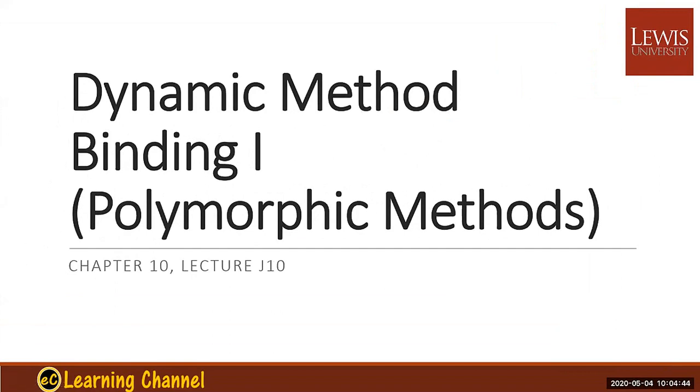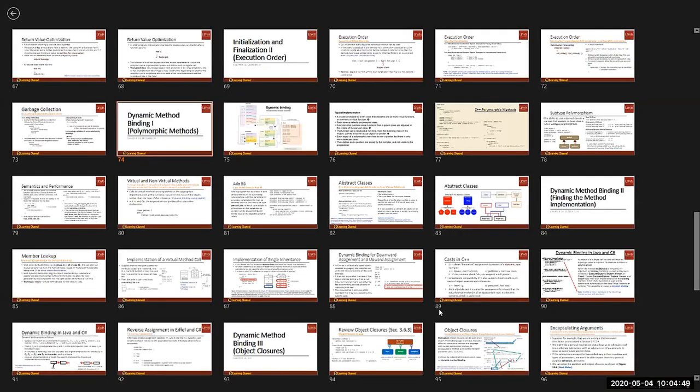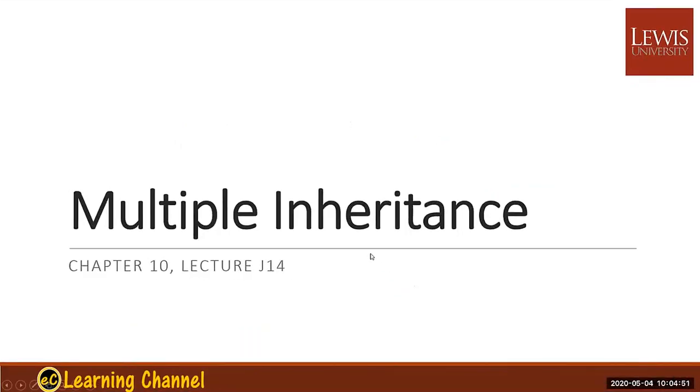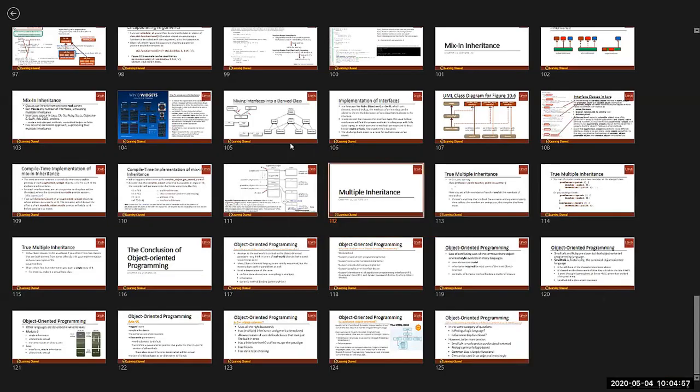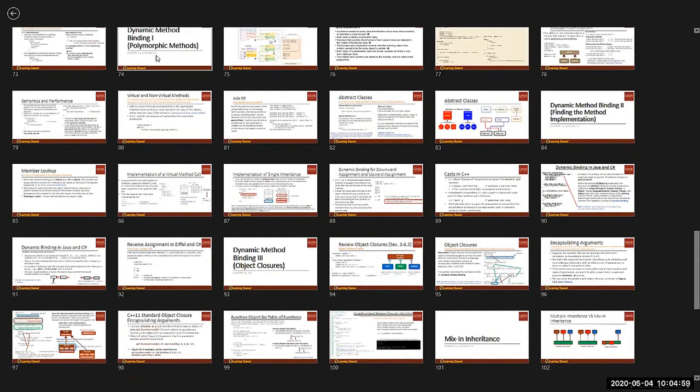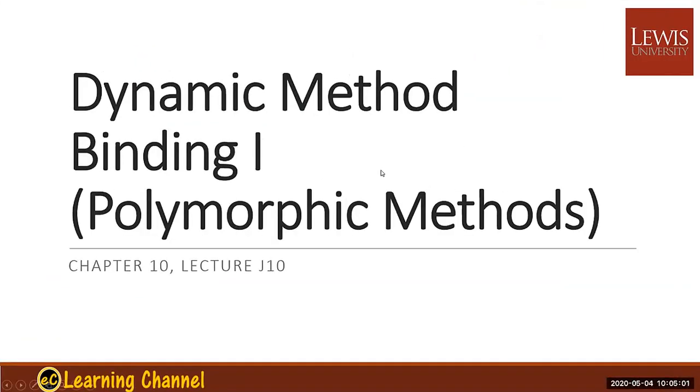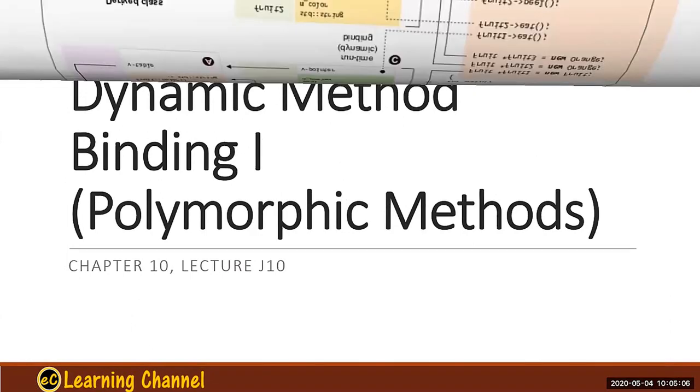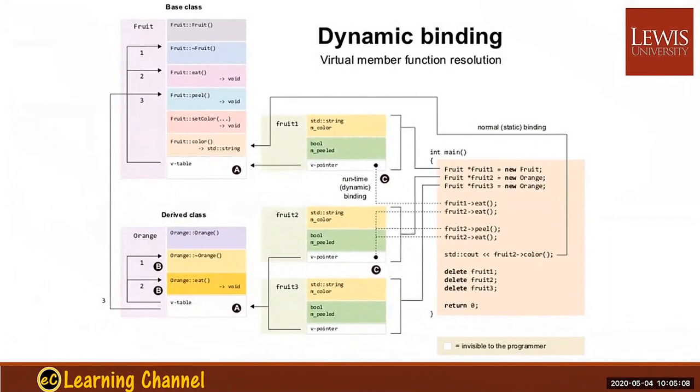So today let's look at the polymorphic method and mixed-in inheritance. Basically we're talking about the class-to-class relationship, but mainly on dynamic linking, dynamic binding and polymorphic method. So first let's look at what is dynamic binding.